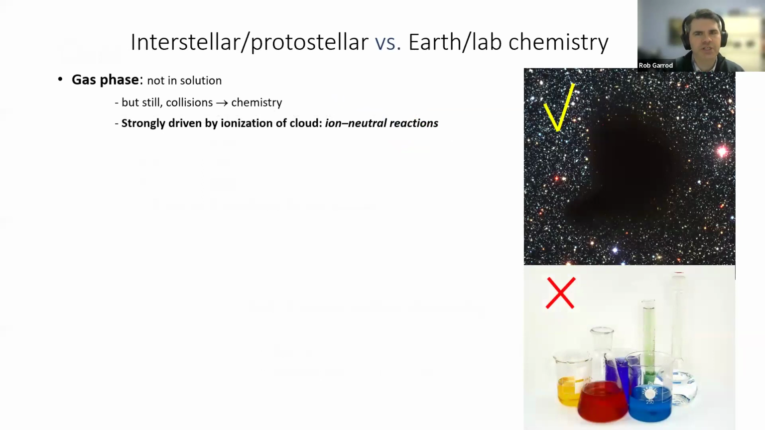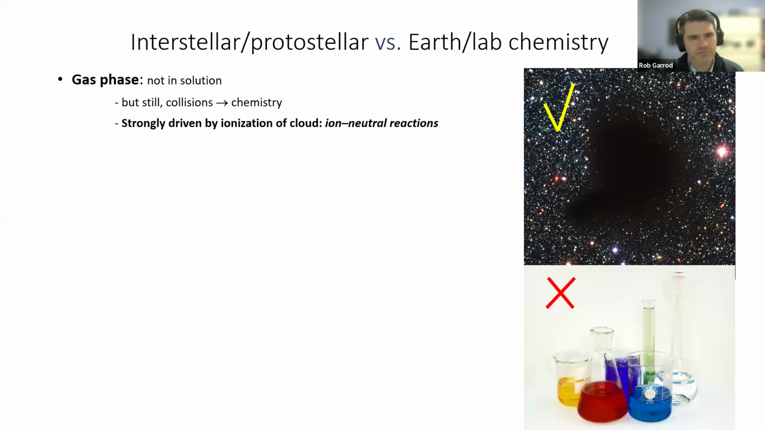I think it's useful to point out the differences between interstellar or protostellar chemistry and the kind of chemistry that we see in the lab on Earth. And maybe that's most useful for those people who are degree level chemists, or maybe you just remember doing high school chemistry. A lot of the chemistry that takes place in the interstellar medium takes place in the gas phase. Obviously, it's not in solution, and so that is a difference from lab chemistry. In the lab, at least in a high school chemistry lab, pretty much everything is taking place in solution. That's not the case in the interstellar medium.